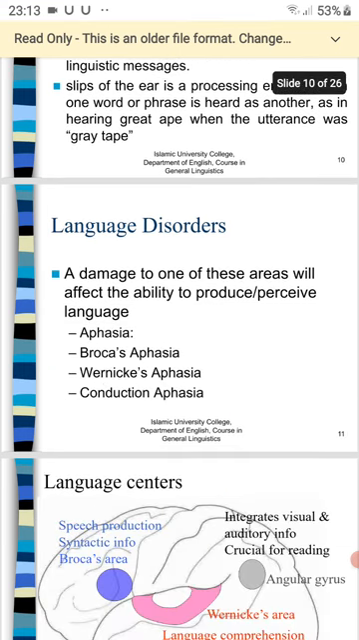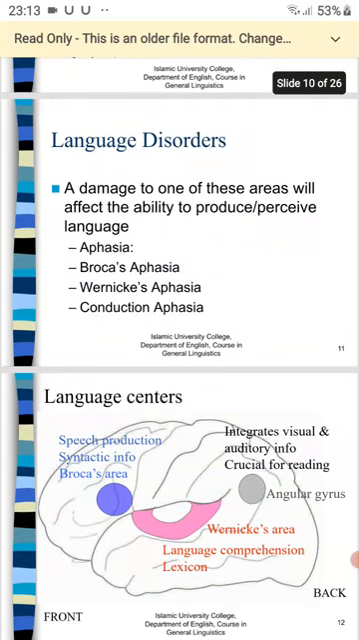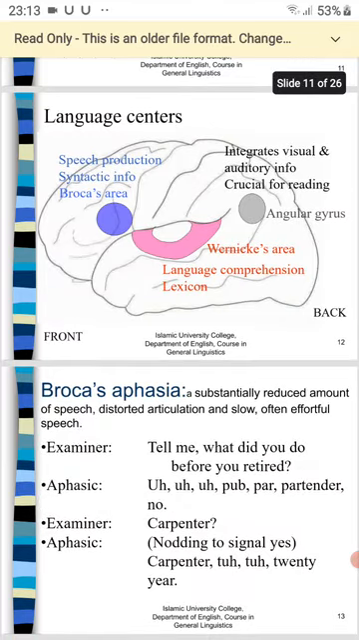with a language disorder, damage to one of these areas will affect the ability to produce or understand language. Okay, it's really important, this point. So if you have any damage to Broca's area or phonics or conjunction, you will have a problem to produce or to understand. Language centers: speech production, syntactic, and phonics comprehension, lexical.